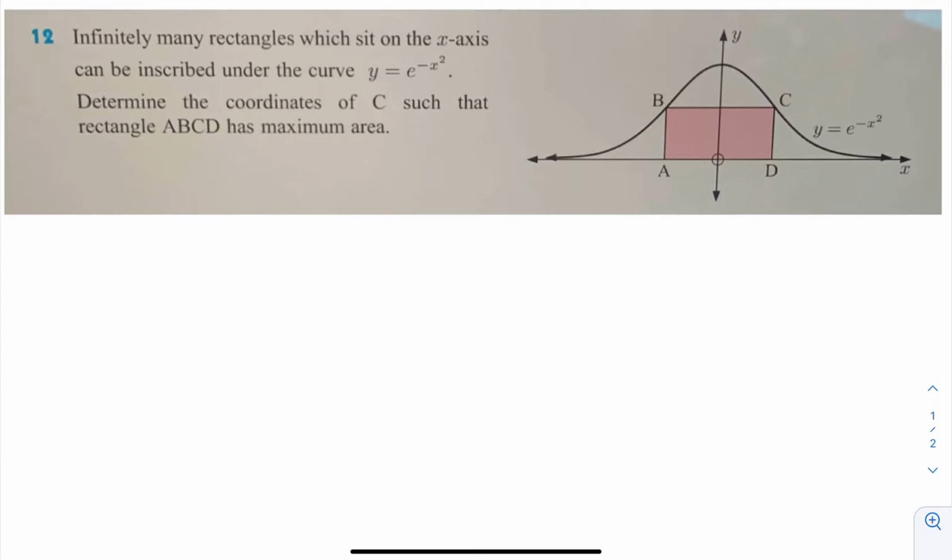Okay, so this question tells us that infinitely many rectangles sit on the x-axis and can be inscribed under the curve y equals e to the power of negative x squared. So determine the coordinates of C such that rectangle ABCD has maximum area.